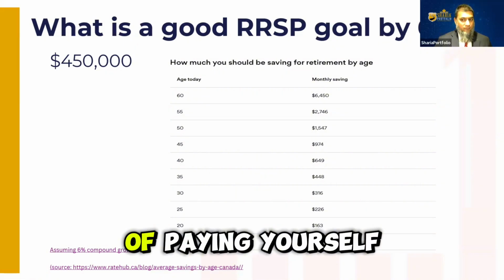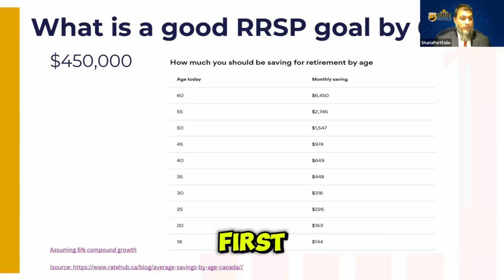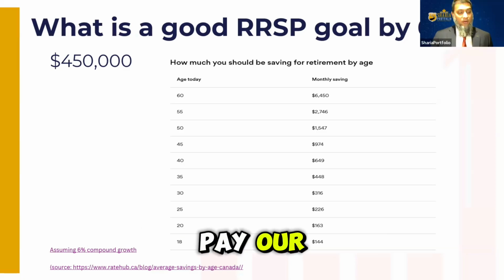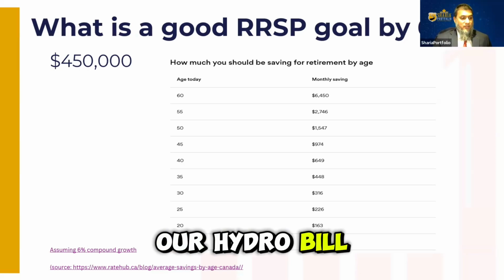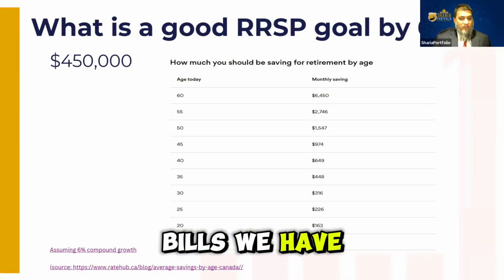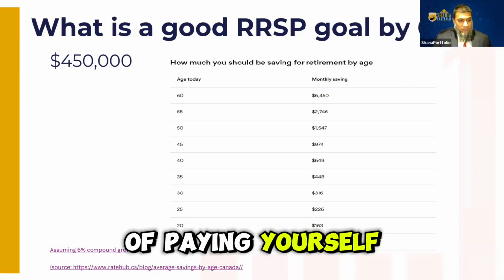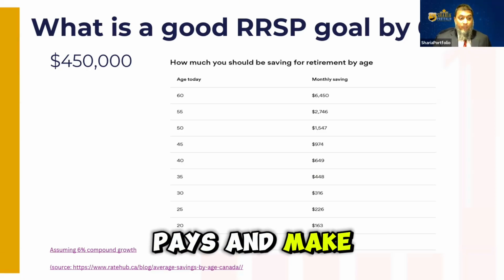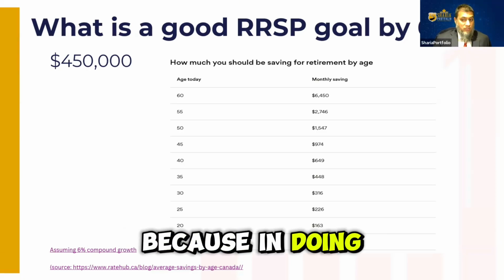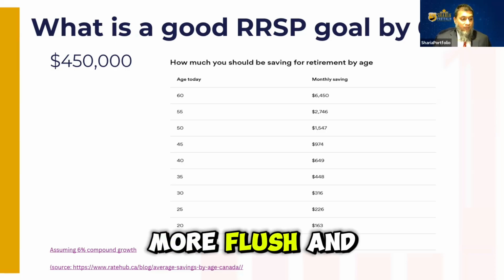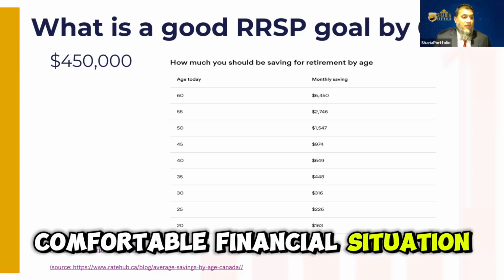Make a point of paying yourself first. Just like we pay our bills, we pay our cell phone, we pay our hydro bill and our rent and whatever other monthly bills we have, make a point of paying yourself, your future self, every single month. Make that one of your bill pays and make it a priority. Because in doing so, your future self will be in a much more flush and comfortable financial situation because you made that preparation.